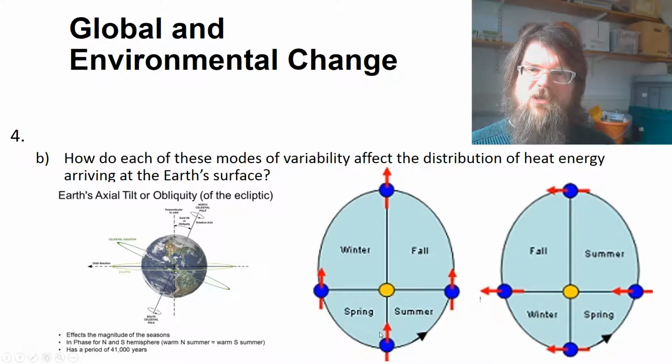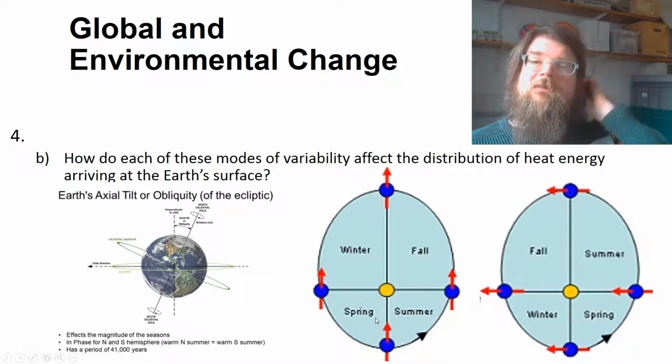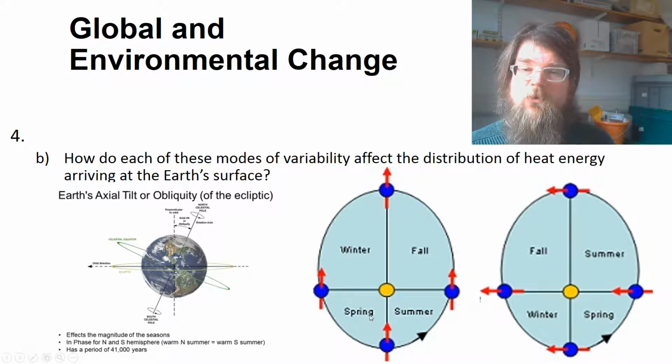That's kind of, I guess, the summer solstice, the beginning of summer. So at this point we are having a warm northern hemisphere summer and a mild southern hemisphere winter. Now, as this red arrow rotates around, at some point through the precession cycle it might be pointed in a different direction. In this example here, it's pointed towards the sun here.